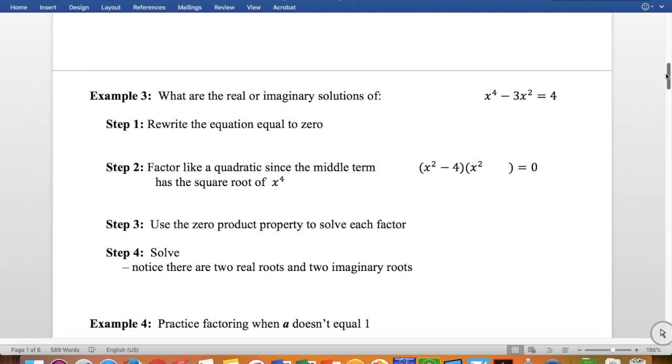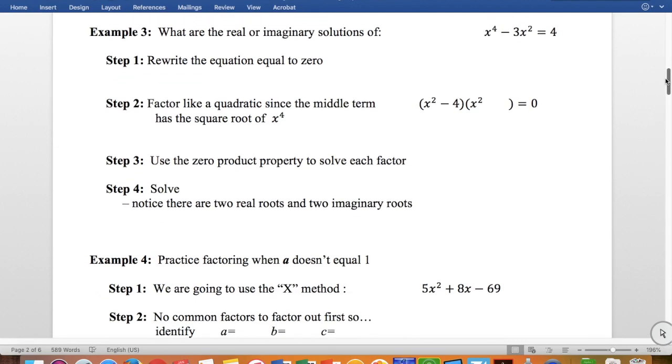So, moving on to example 3. What are the real or imaginary solutions of x to the 4th minus 3x squared equals 4? So again, we're going to rewrite the equation equal to 0 first. x to the 4th minus 3x squared minus 4 equals 0.